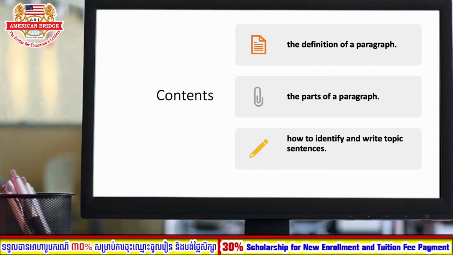Here are the 3 contents that we will learn. So the first one, you will be able to define what a paragraph is, and then you will learn the parts of a paragraph, what makes up a paragraph. Last but not least, how to identify and write topic sentences. So without any further ado, let's start with the definition of a paragraph.